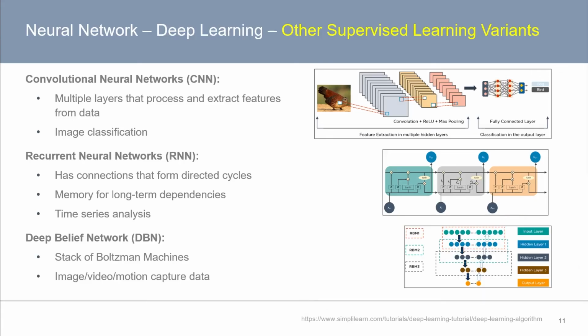The third supervised deep learner we'll mention is the Deep Belief Network, or DBN. These involve the training of a stack of what are known as Boltzmann machines. Without getting into the details, this can make them effective in the modeling of image, video, or other motion captured data.